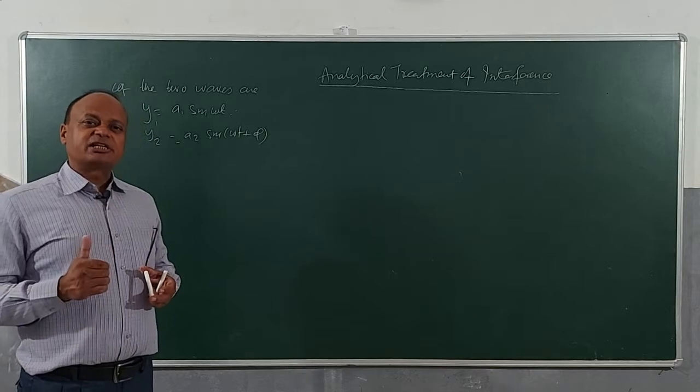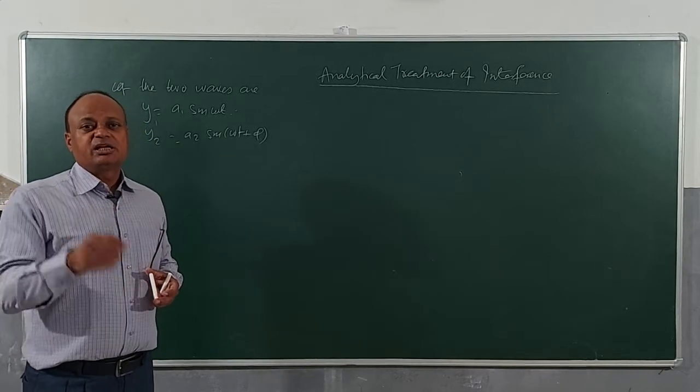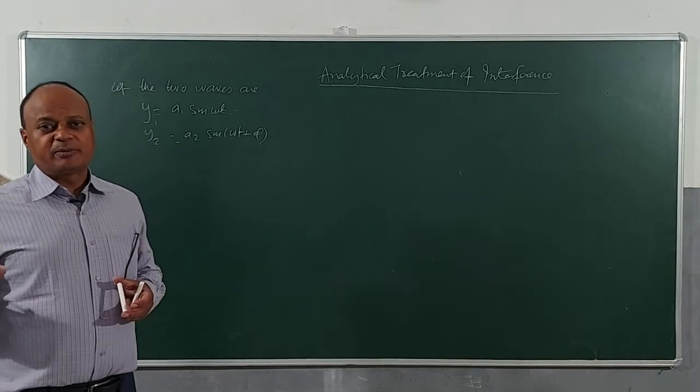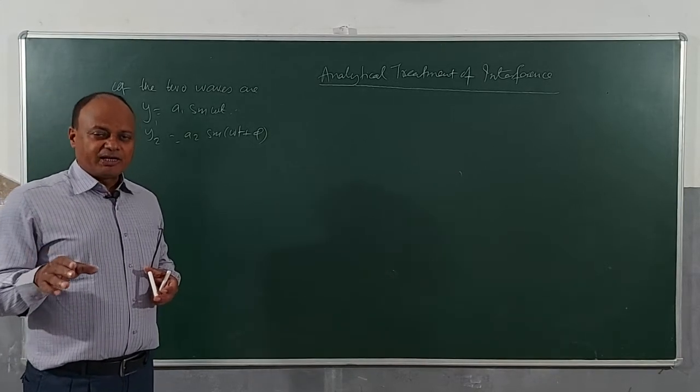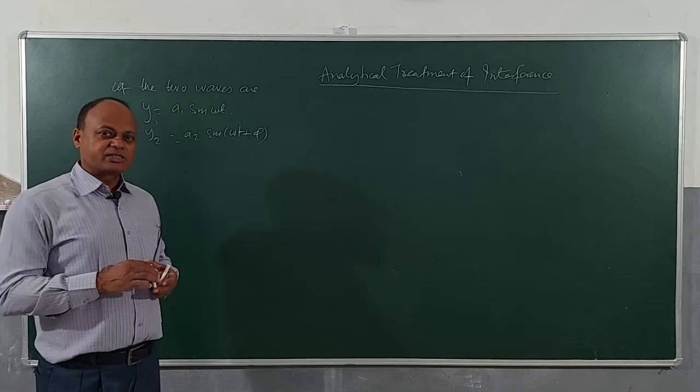How we are arriving at this condition? Similarly, for destructive interference, path difference is (2n minus 1) into lambda by 2 and phase difference is (2n minus 1) into pi. So, how we are arriving at these conditions we will be discussing.